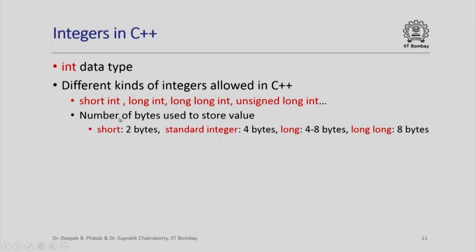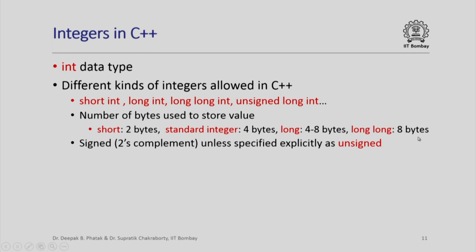do is they tell us how many bytes are to be used to store the value of the integer. In a short integer I use 2 bytes, in a standard integer I use 4 bytes, in a long I might use 8 bytes, and they also tell me whether I should treat the integer in 2's complement or not. So all integers, unless explicitly specified otherwise, are signed 2's complement representations. If you specify something as unsigned, then of course it is an unsigned integer.